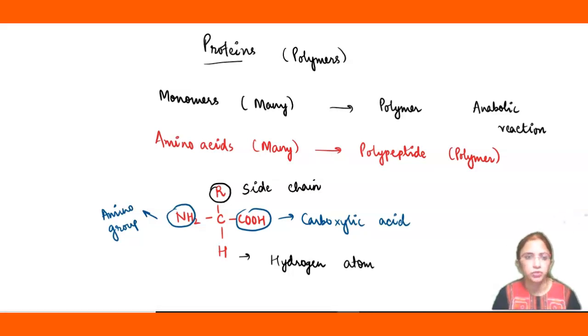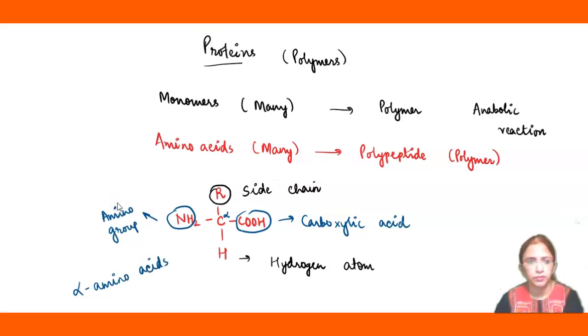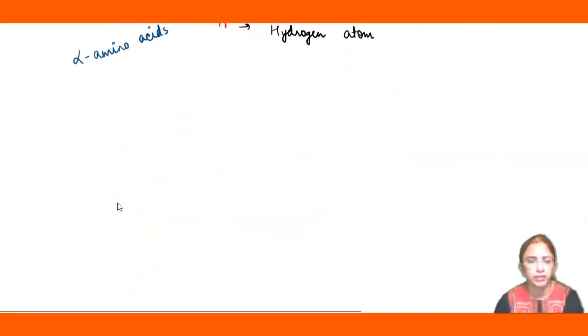Now in chemistry, you have read that the carbon just close to the carboxylic acid is known as alpha carbon. That's why we can call amino acids as alpha amino acids. Now I hope this is clear to everyone, the general structure of the amino acids. Now we will move on to the different amino acids.